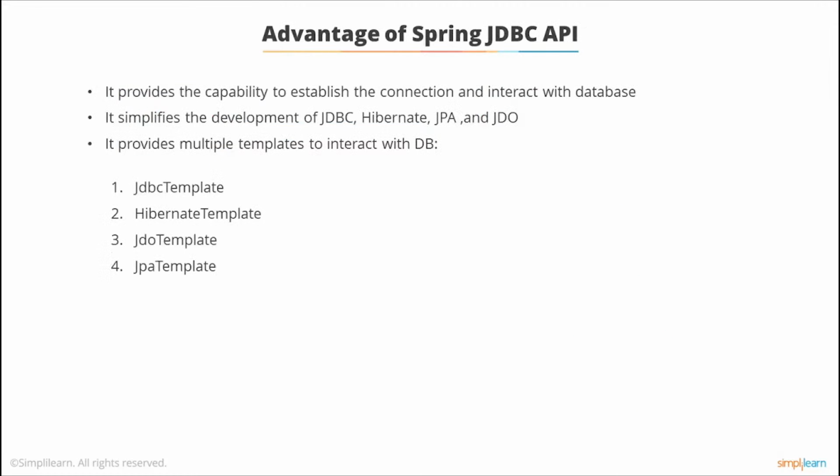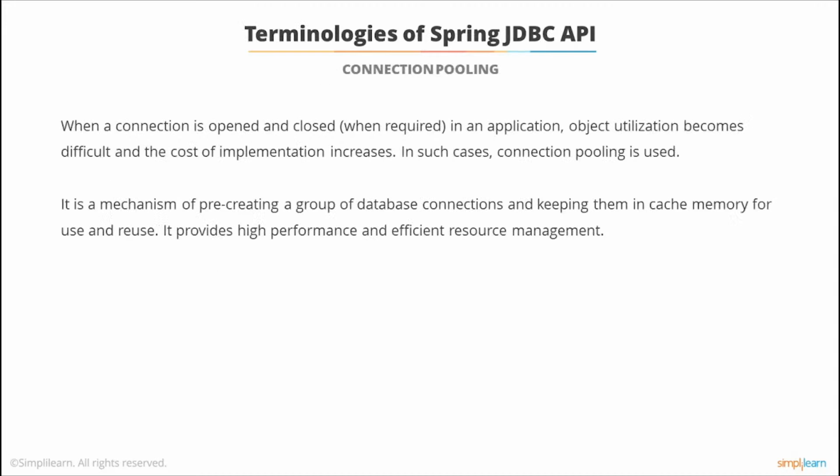What is the advantage of using Spring JDBC API? It provides the capability to establish the connection and interact with database. It simplifies the development of JDBC, Hibernate, JPA and JDO. It provides multiple templates to interact with database: JDBC template, Hibernate template, JDO template and JPA template. The terminologies of Spring JDBC API.